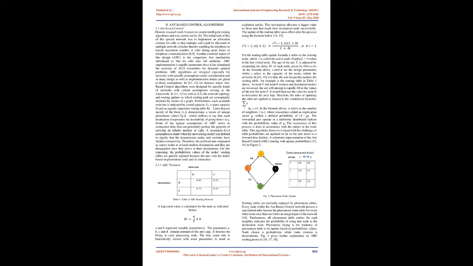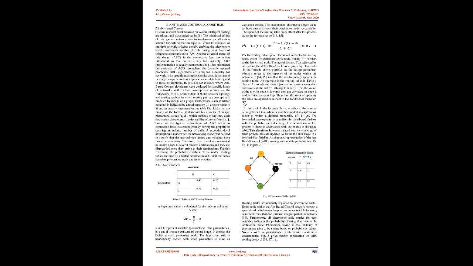In the formula above, the term refers to the number of neighbors, where researchers added an exploration factor G, within a defined probability of 1. The forwarded ANTs operate in a uniformly distributed fashion with the probabilistic value of G. The occurrence of this process is done in accordance with the entries in the route table. This algorithm, however, is faced with the challenge that table probabilities are updated only as the ANTs move in a forward bias fashion. A schematic representation of the ANT-based control, ABC, routing with update probabilities [15, 16] is in Figure 2.